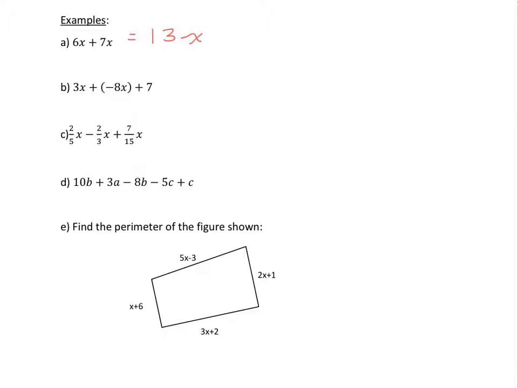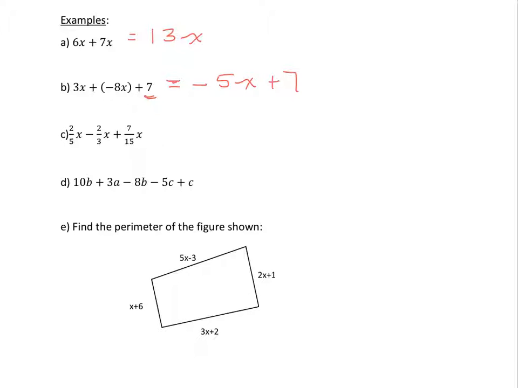In question B, I have 3x plus negative 8x plus 7. This term of plus 7 is not like the other two, so it cannot be combined with the other two. So we have 3x plus negative 8x will give us negative 5x plus 7. So that is now simplified. We can't combine the plus 7, but we need to keep it so that both sides of the equal sign are equal to each other.